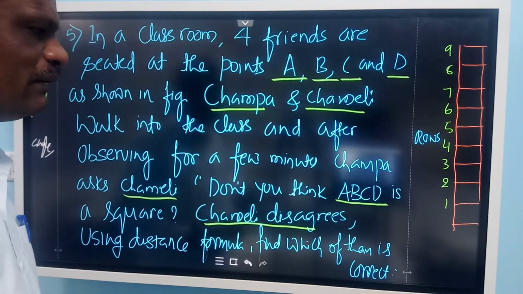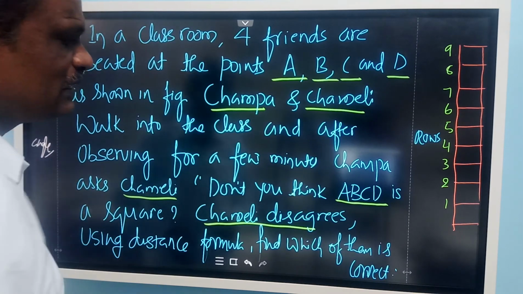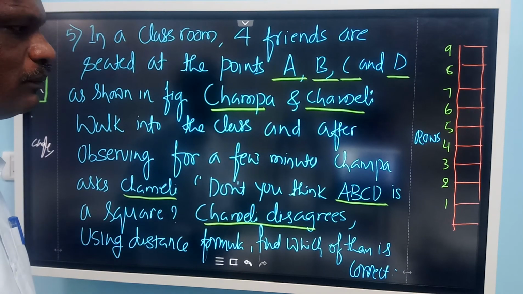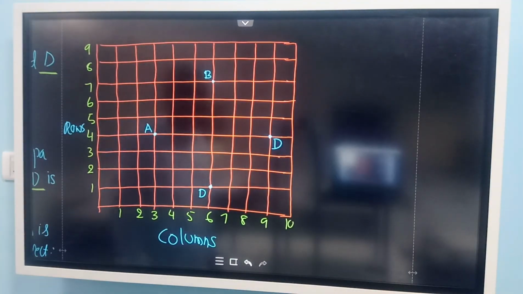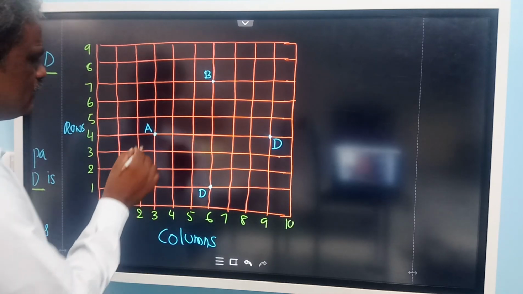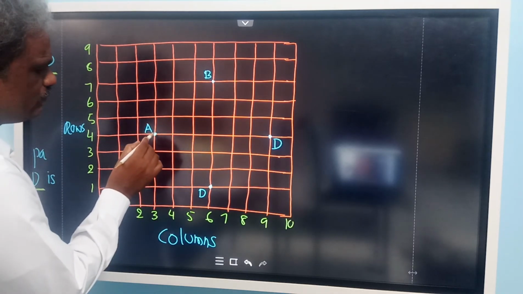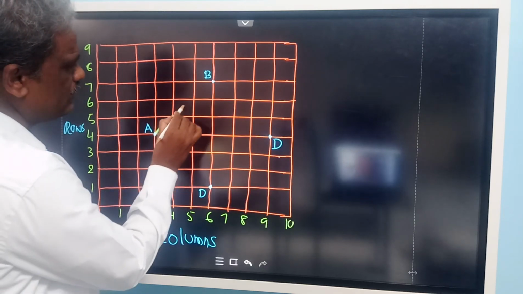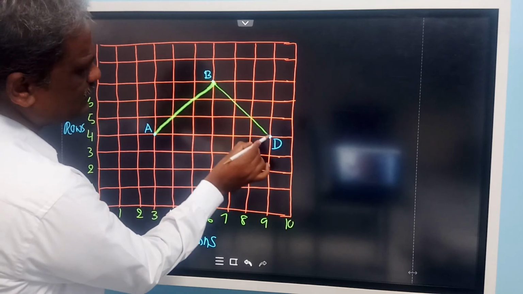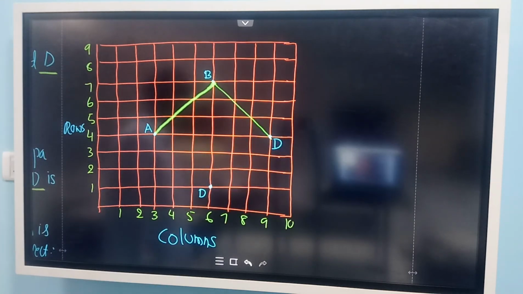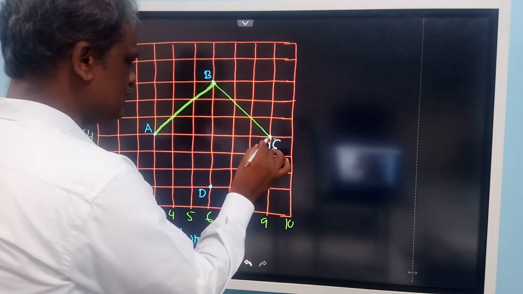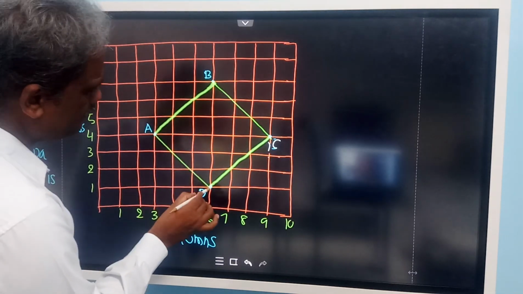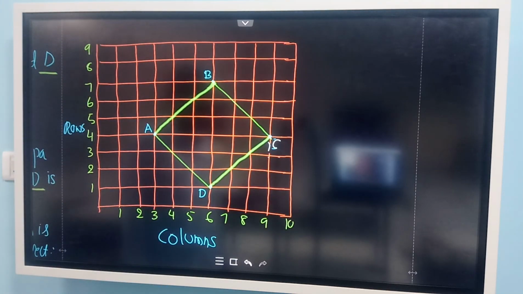Champa says ABCD is a square. Chameli says it is not a square. So you have to verify whether it is a square or not. Look at the diagram now. This is the diagram that they have given. So here this is the position A, first boy or girl. Then this is B, then this is C, then C to D, then AD. Now don't declare by looking at the sides itself that it is a square.